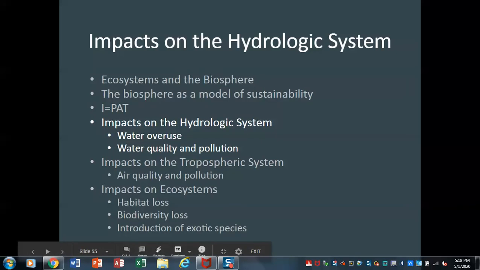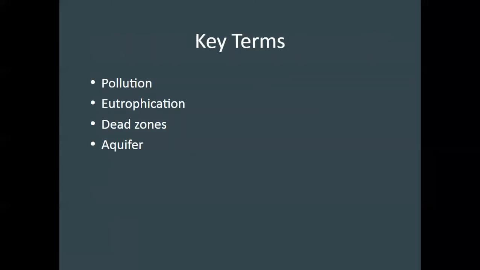In this video for our discussion of humans and the environment, I want to focus on applying the IPAT equation to the hydrologic system. And so we're going to talk a little bit about water overuse and water quality and pollution. Now, we do need to be clear on a couple of terms here. So we're going to talk about pollution, and that means the addition or alteration of water or air or soil, some addition or alteration to an environment that in general, due to concentration, causes harm.